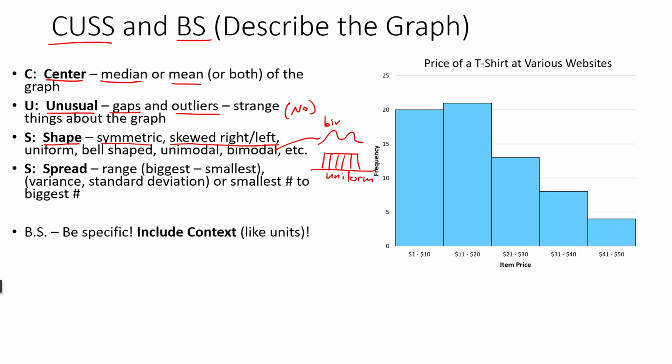I should probably label this bimodal. All right. Spread is the other S. How spread out is it? So we can calculate the range, which is the biggest number minus the smallest number. All right. For the histogram, we don't have the numbers, but we can guess.